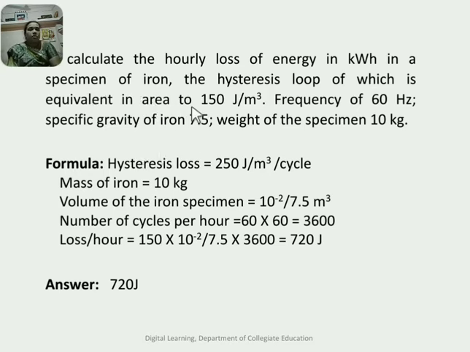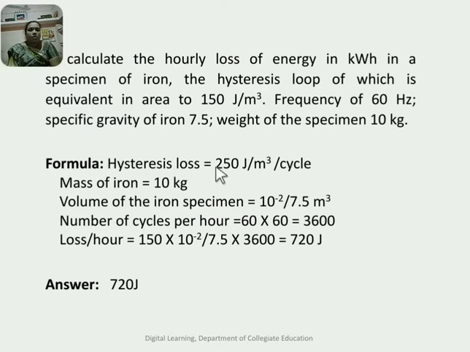The next question is: calculate the hourly loss of energy in a specimen of iron, the hysteresis loop of which is equivalent in area to 150 joule per meter cube. Frequency is given as 60 Hertz, and the specific gravity of iron is 7.5. Here the weight of the specimen is 10 kg.